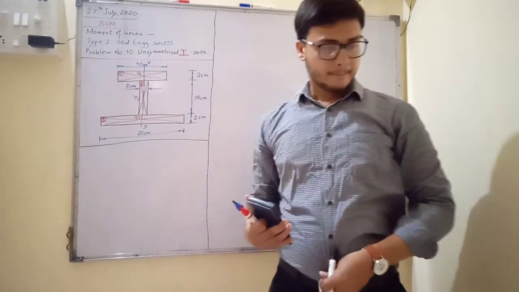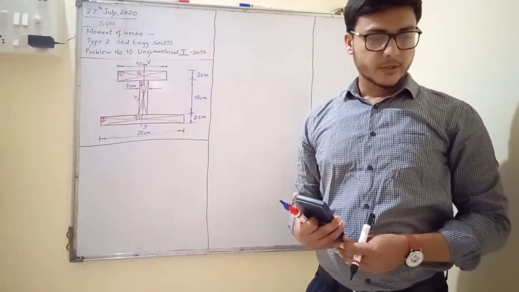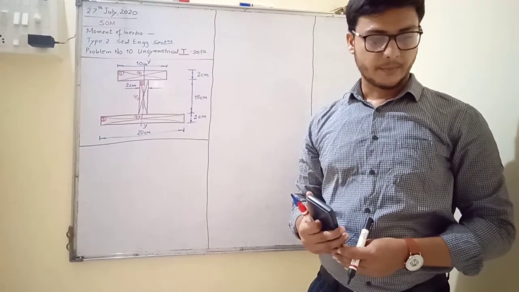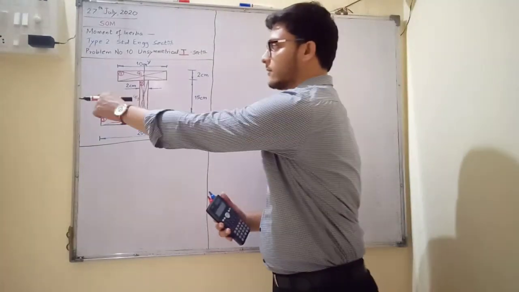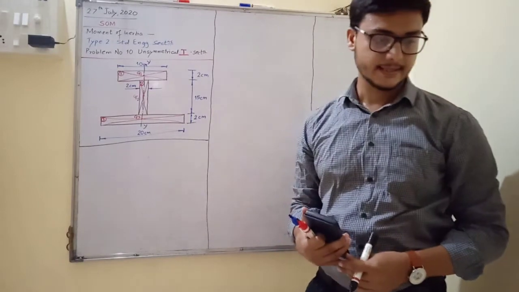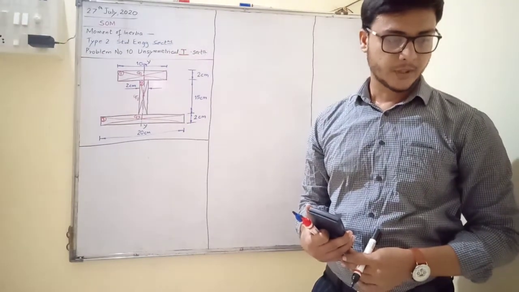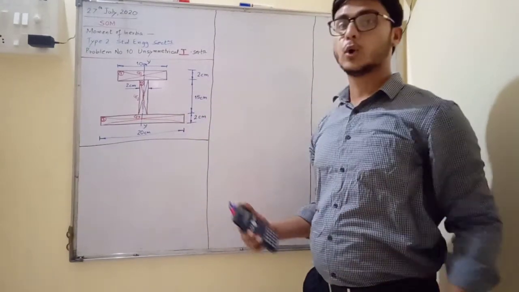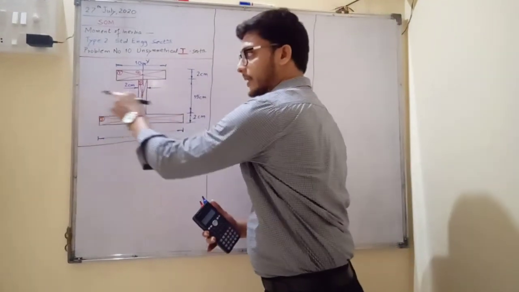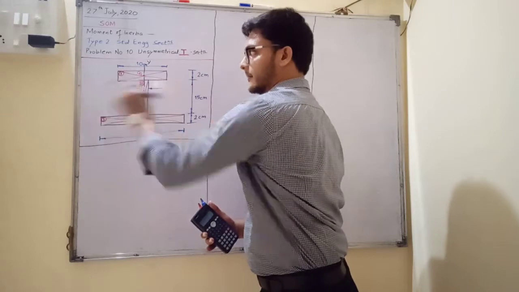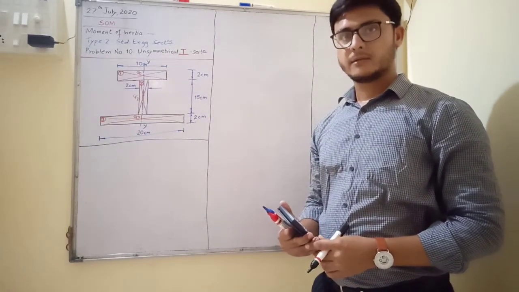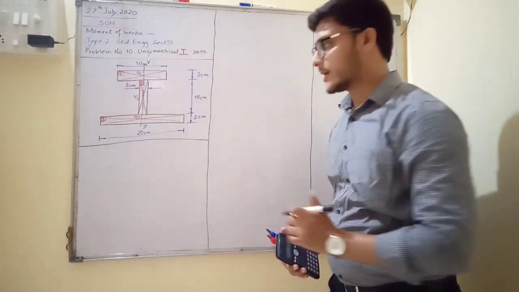Problem number 10. Find the moment of inertia of a section shown in figure. This is the figure given. We have to find it about the centroidal x-axis, the axis passing perpendicular to the web. So we have to locate that axis. For locating that axis, we have to find the distance y bar. For this problem, x bar calculation is not required, but if we need to calculate x bar, we can calculate as follows.